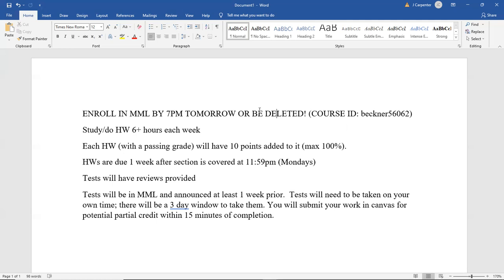You'll take a picture of your work and you'll submit it in Canvas. You'll see the appropriate links. We'll show that once it's a little more appropriate time-wise. And you have to do that within 15 minutes. And that's how you're going to get potential partial credit.